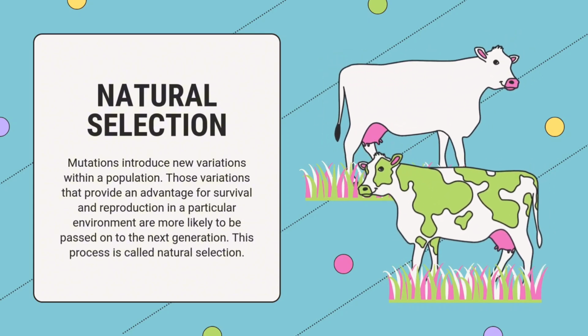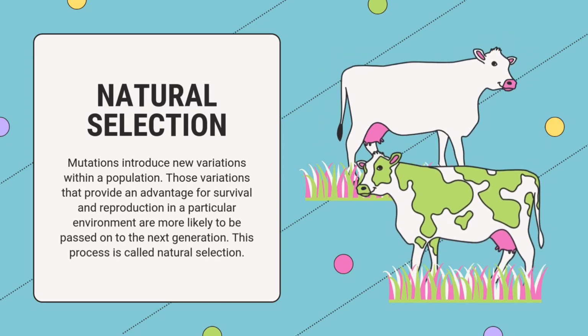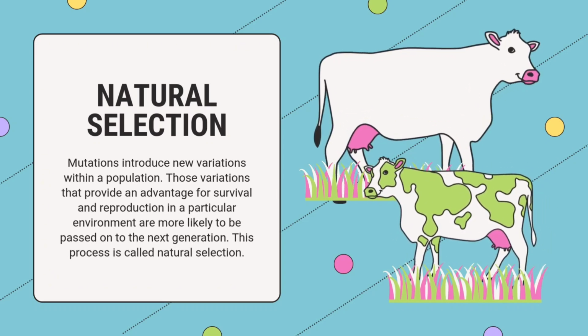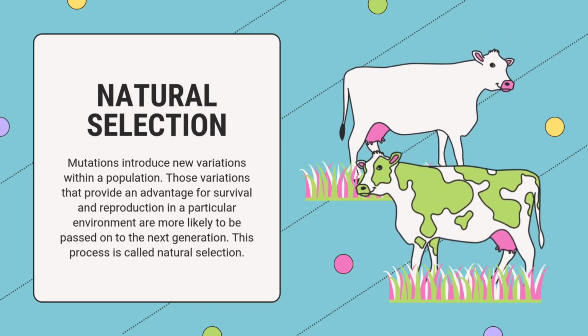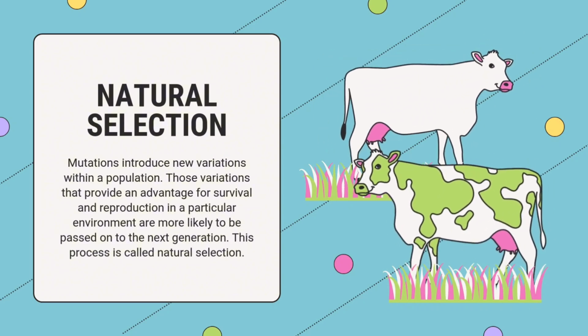And lastly, neutral mutations have no effect on an organism's fitness. Natural selection acts on these variations, favoring those beneficial in a given environment. This means that individuals with beneficial mutations are more likely to survive and reproduce, passing on their genes to the next generation.